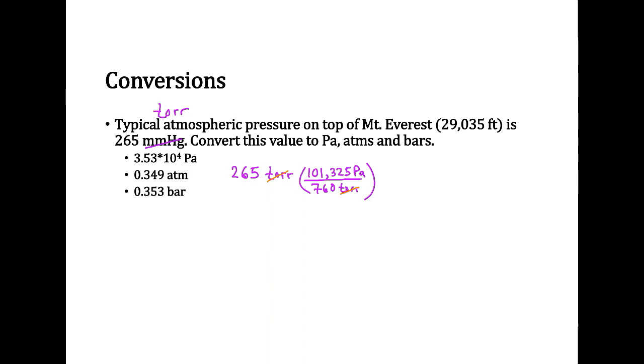All right, let's go ahead and try to convert this to atmospheres. So again, you'd start with your given, which is 265 torr. And now we need to convert this to atmospheres. So in 1 atmosphere, there are 760 torr. Whenever we plug this in, we should end up getting, after our units cancel, because torr will cancel here, 0.349 atmospheres. So why don't you guys go ahead and try to convert this to bars and make sure that you get 0.353 bar.